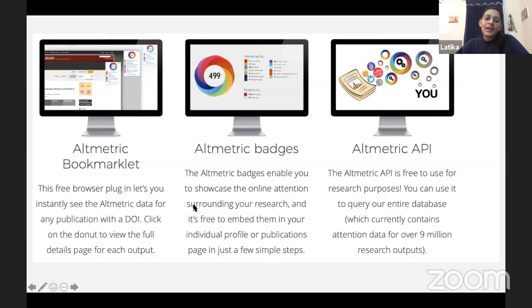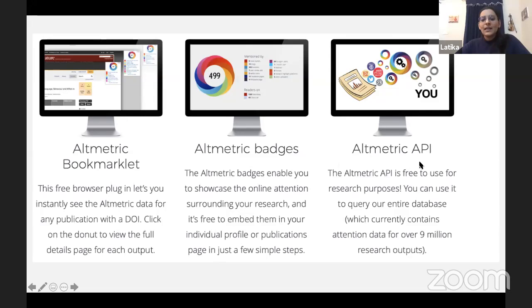And apart from that, altmetric.com also offers various other facilities, like the Altmetric bookmarklet. This is basically a browser plugin. You can see the Altmetric data for any publication. You just hover over it, and once you've downloaded this, you can quickly see the Altmetric scores. And then you have the Altmetric badges. Again, you can embed them, you download them into your individual profiles. It'll tell you your Altmetric score, your article's Altmetric score, and then the Altmetric API.